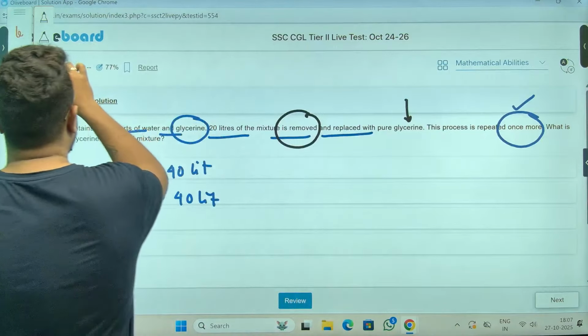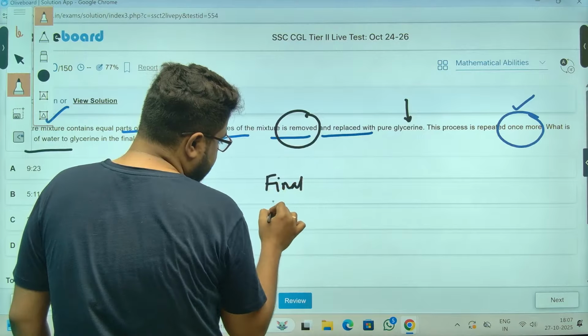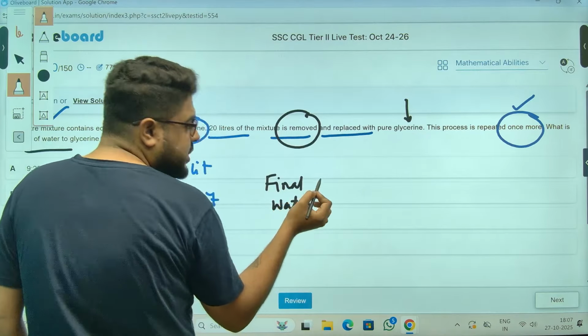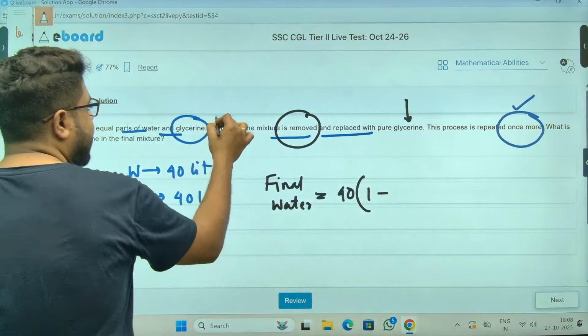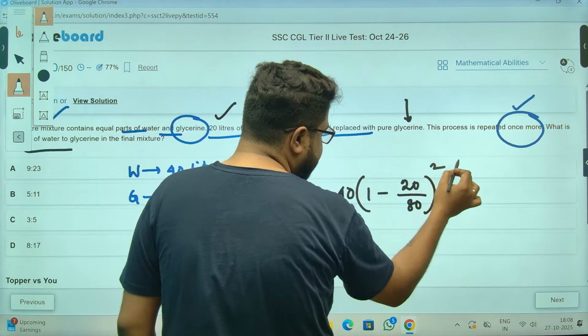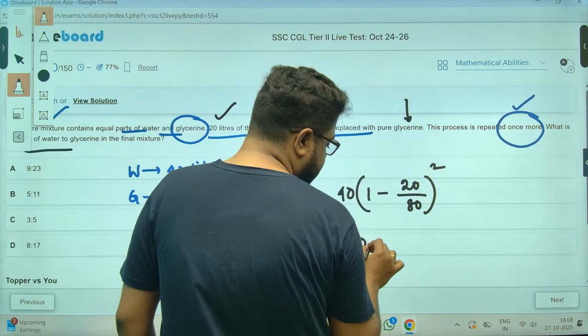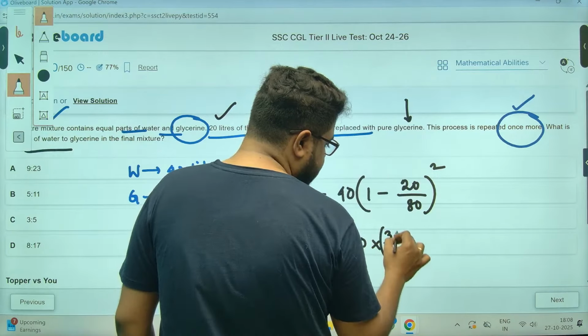So let's figure out the final water using the formula. Initially, how much water was there? 40 liters. How much are we replacing? 20, out of a total solution of 80. How many times is the replacement done? 2. So 40 into 1 by 4, meaning 3 by 4 whole square.